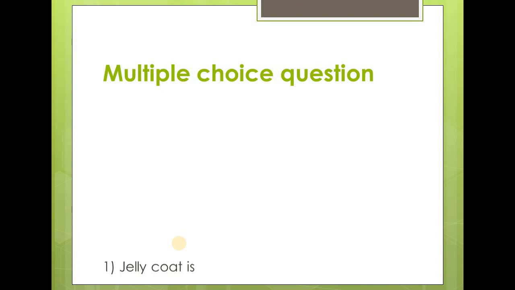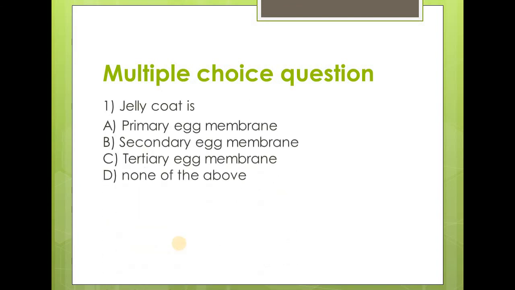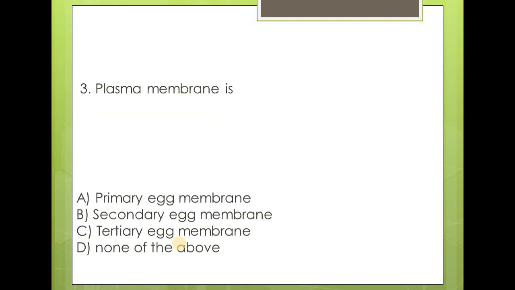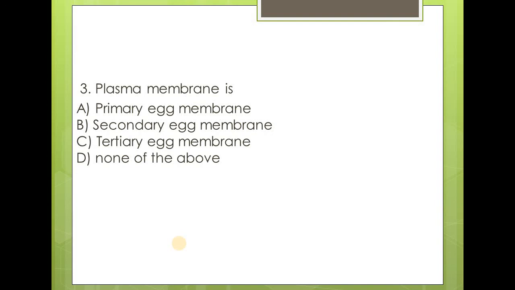Multiple choice question. The jelly coat is a primary egg membrane, the secondary egg membrane, tertiary egg membrane, none of the above. Jelly coat is a tertiary egg membrane. The primary egg membrane is secreted around the plasma membrane by the oocyte itself, the oogonia, the testes or the ovary. The answer is the oocyte itself. Plasma membrane is a primary egg membrane, secondary egg membrane, tertiary egg membrane, none of the above. Plasma membrane is the primary egg membrane. The answer is A.